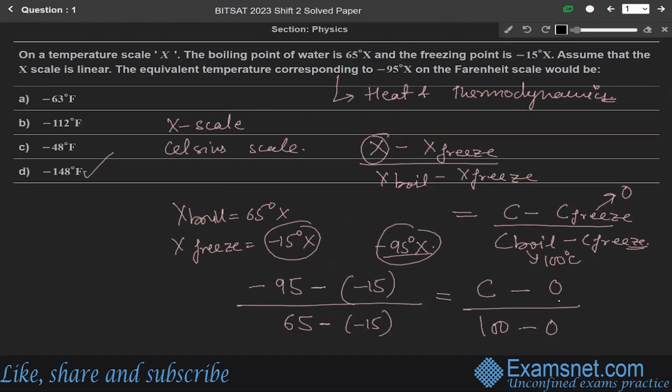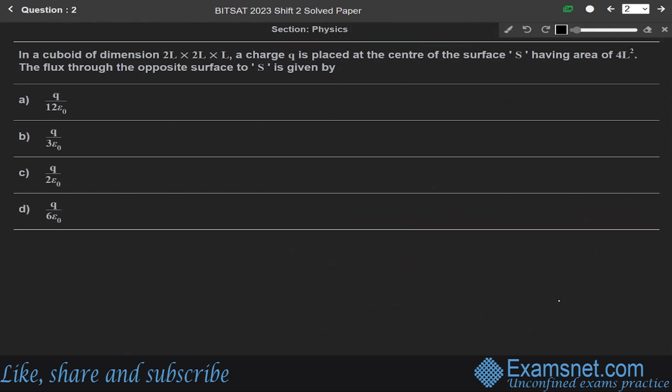Among these four options, option D is the correct answer. Now next, question 2. In a cuboid of dimension 2L cross 2L cross L, a charge Q is placed at the center of the surface S having area of 4L square. The flux through the opposite surface to S is given by. This question is from the chapter of electrostatics.